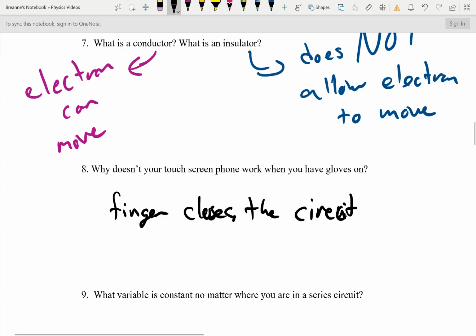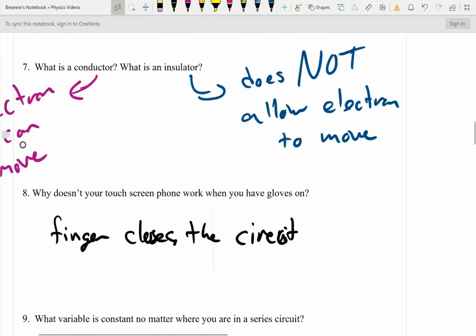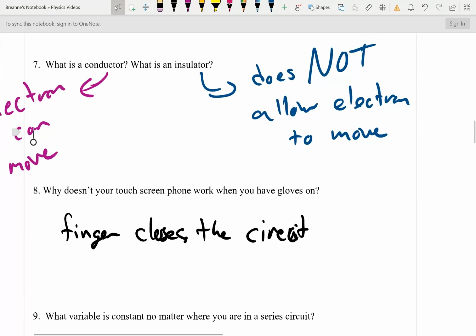There are different boards on the screen, and that's my finger touching my screen, those little bubbles. Touching it is closing that circuit there, and it can help react. I can move my slide up and down, anything like that, just by touching the screen.